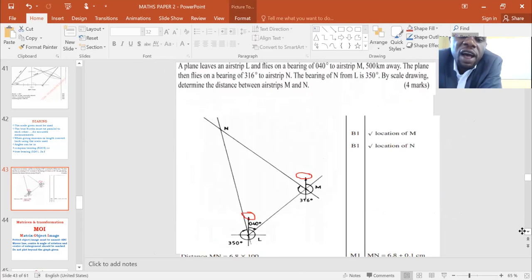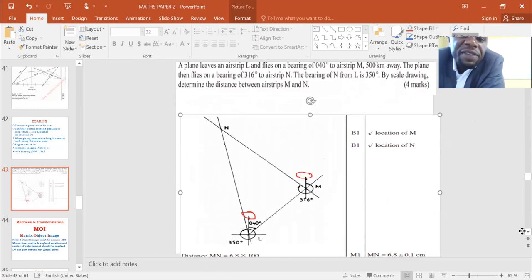Now I'll repeat that if you're asked to find the bearing of a point, maybe the bearing of M from N, that means that I have to draw another north at N. And again, make sure that it's parallel to the north that you have at M and L. Then measure that angle using a protractor from the true north clockwise, and give your answer in 3 significant figures. Even if it was 10 degrees, you write 0, 1, 0 degrees.